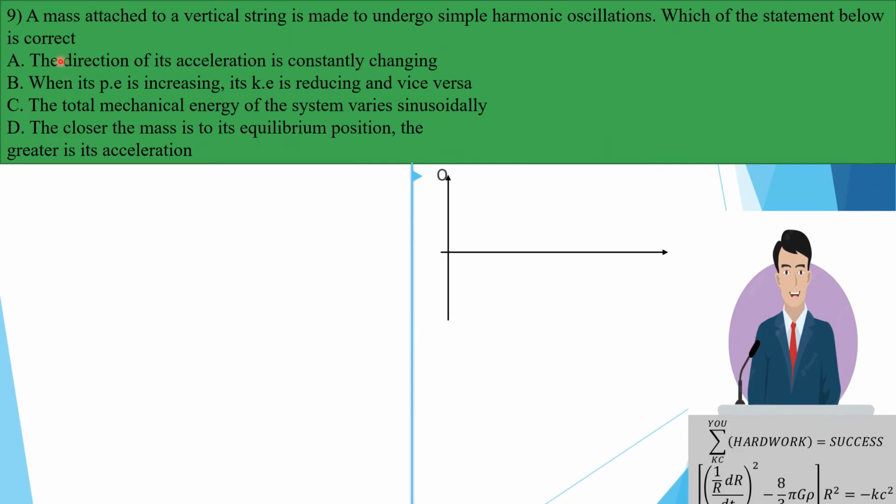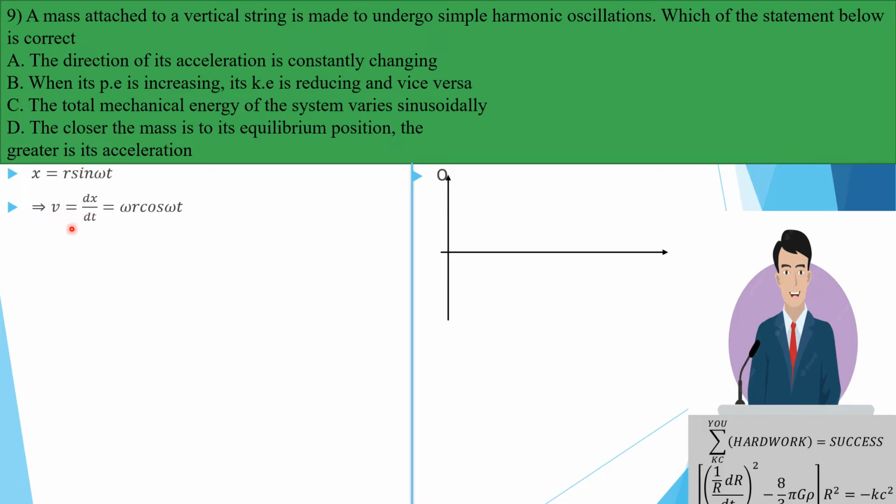All right, question 9 says a mass attached to a vertical string is made to undergo simple harmonic motion. Which of the statements below is correct? Before I get into the statements, let's just study the motion of a particle that's oscillating in simple harmonic motion a bit. Let's assume that the particle begins to oscillate from rest, so the displacement equation would simply be r sine omega t.